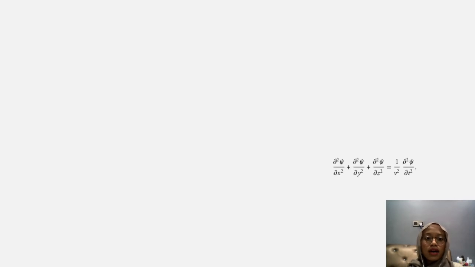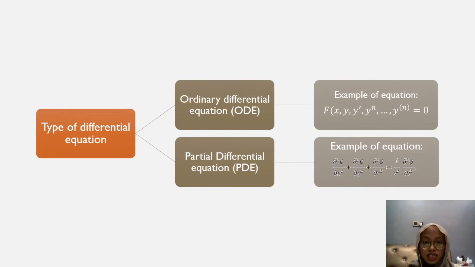Okay, so there are two types of differential equation, which are ordinary differential equations and partial differential equations. An ordinary differential equation is an equation that involves an unknown function of a single variable, its independent variable, and one or more of its derivatives.